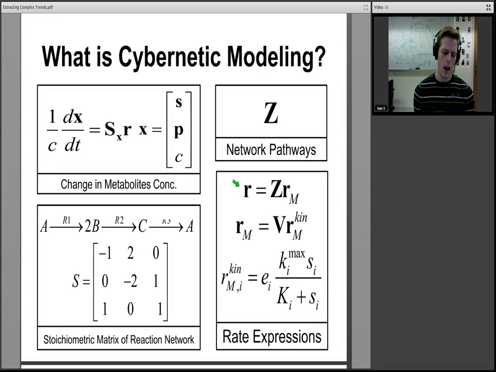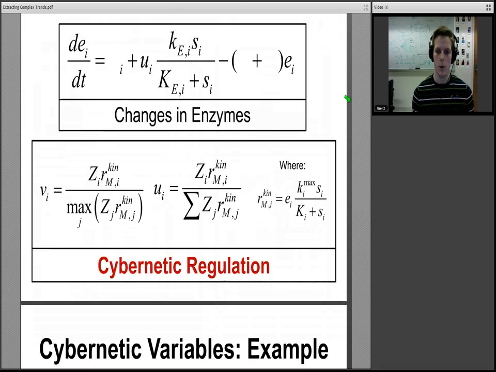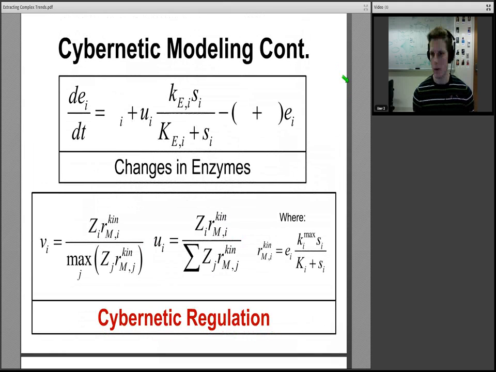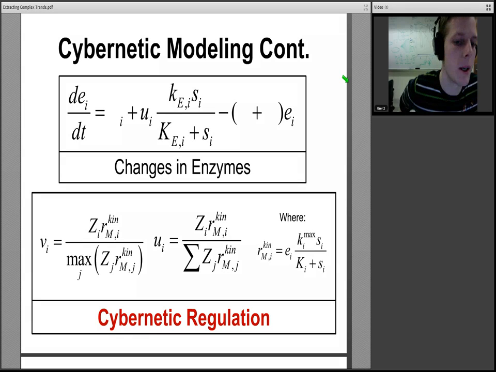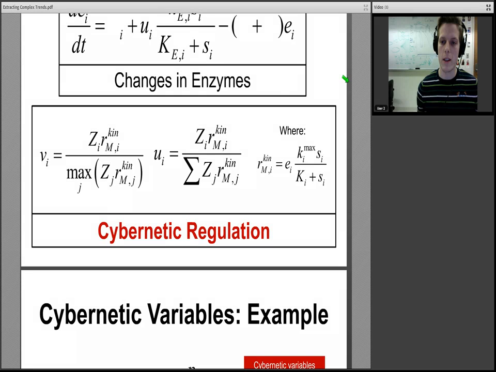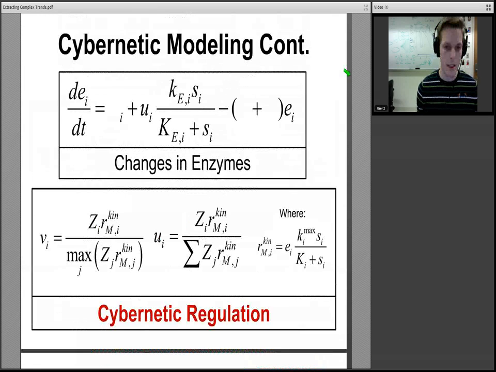Without getting too entrenched in the details, we'll move on, and then I'll give you a more general sense of how the model works in comparison to other metabolic models. But the other things that we include are expressions for the time-dependent changes in enzymes.